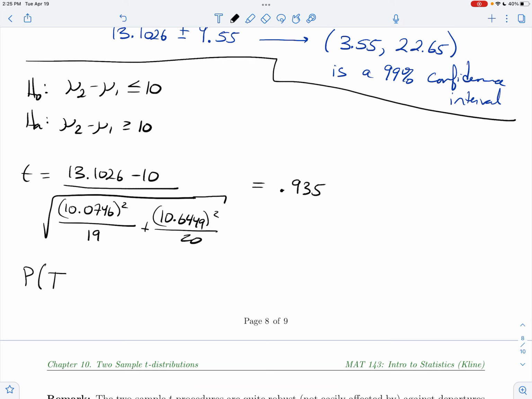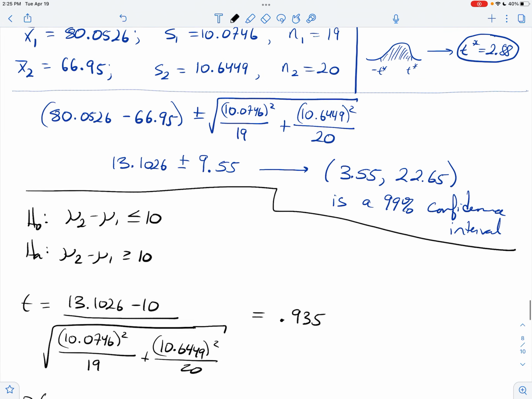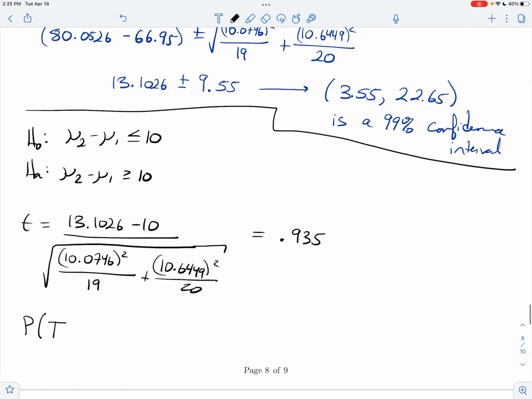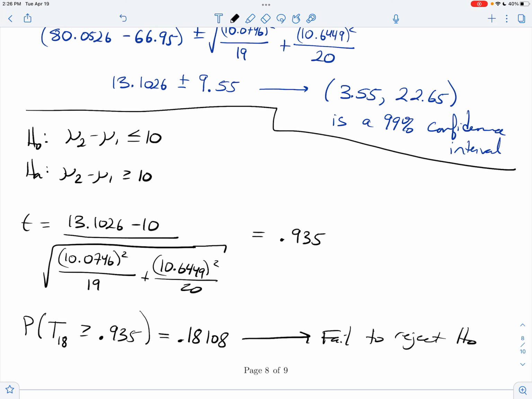You want the probability that t with, what do we say, the degrees of freedom were? I think 18, right? Yeah. 18 degrees of freedom is greater than or equal to 0.935. This probability, it turns out, is about 0.18108. And that's very similar to what we got last time with the matched pairs. And so the point is you would fail to reject the null hypothesis. This data is not providing evidence that the actual exam scores are improving by the 10 percentage points requested.